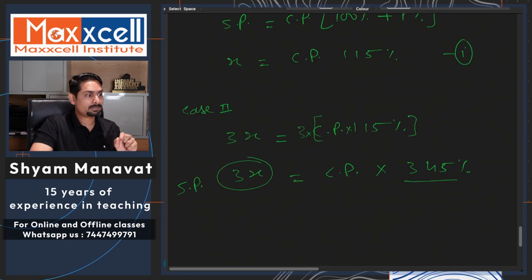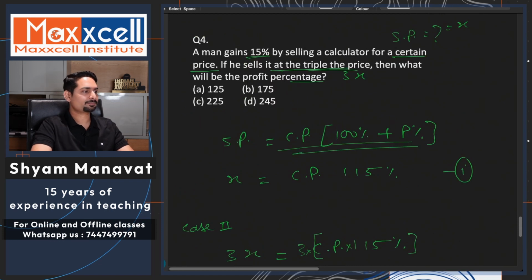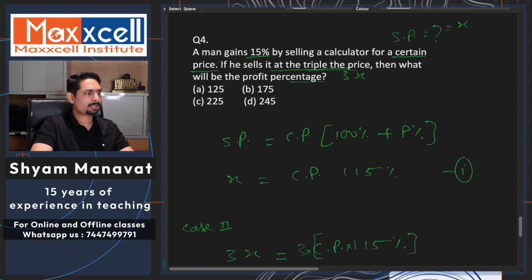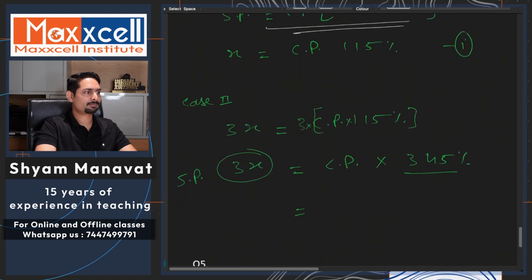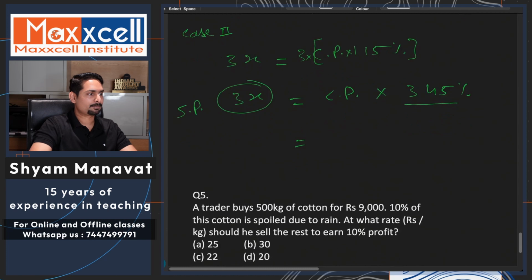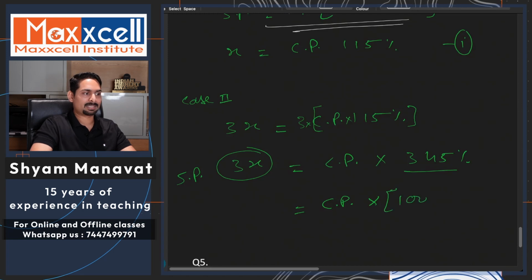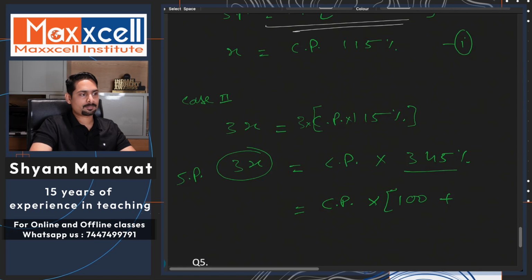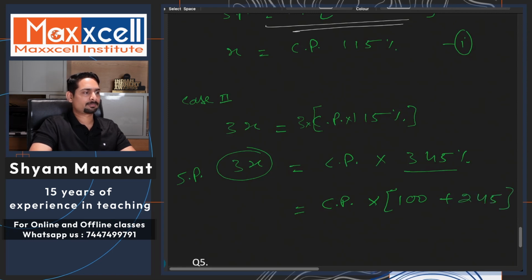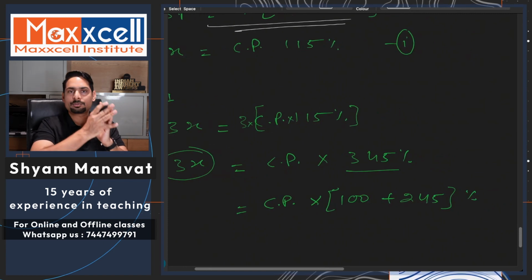So if I want to take out the profit from here, compare it with this formula. I need 100 plus something. That something is the profit. So I can say this is nothing but cost price into 100 plus what will give you 345? 245, of course. So 345% I can break into 100 plus 245, right?